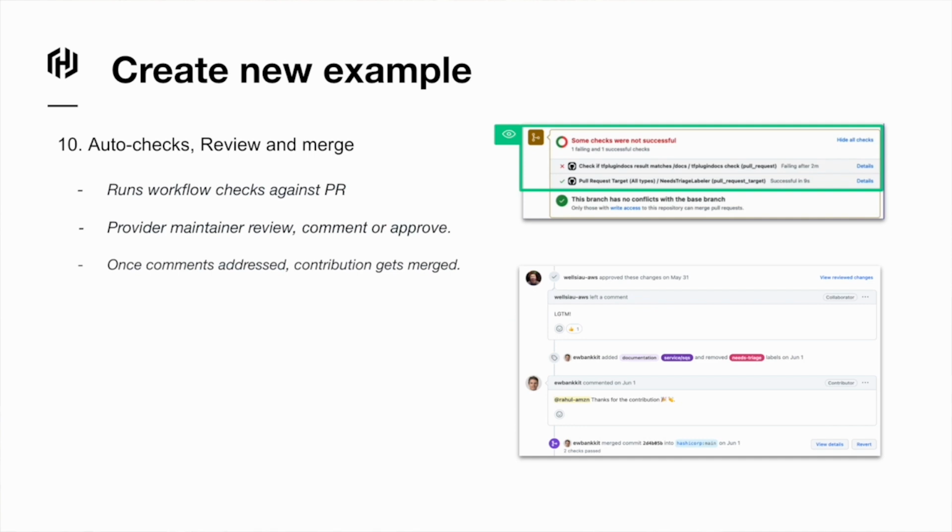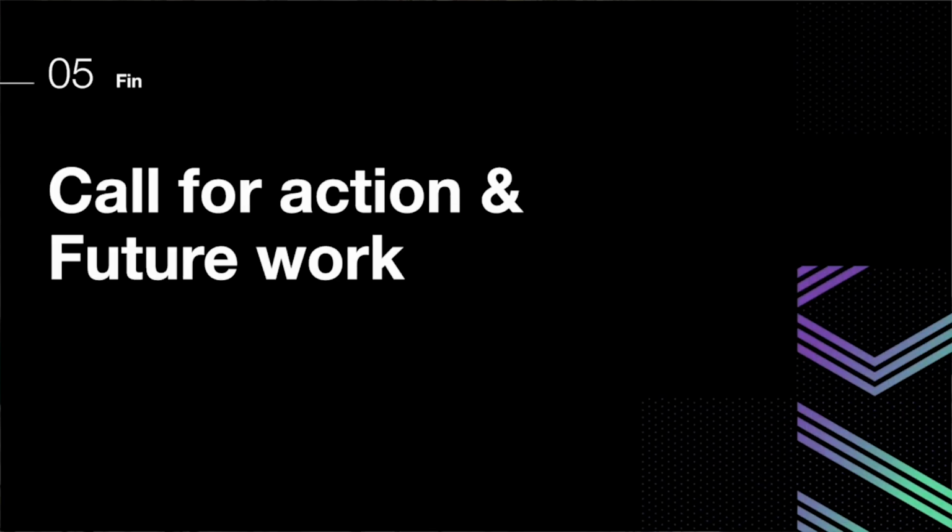Once you submit it, it will go through the auto check process. If any check fails, you need to troubleshoot, fix, and recommit. Once all checks pass, a reviewer will pick up your contribution and provide feedback. If all looks good, the reviewer will provide comments and may approve your PR. That's it. Next is a call for action.